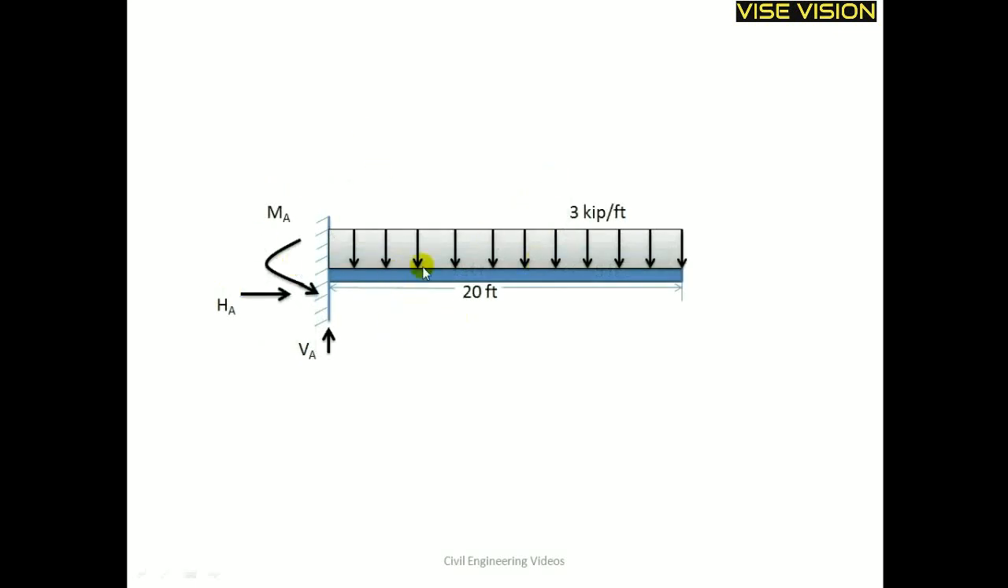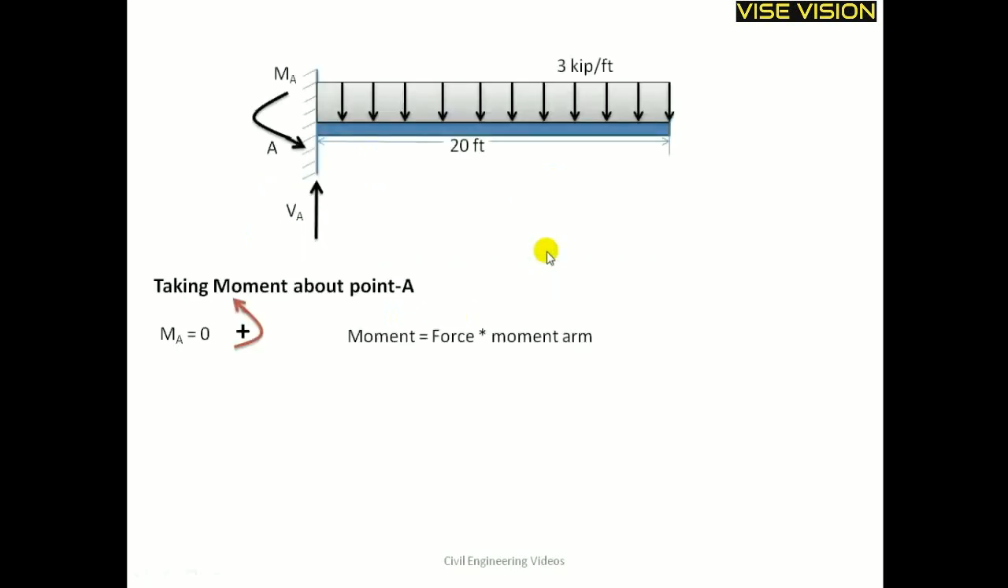Now I will find out the reactions for the cantilever when UDL is acting on it. Similarly I will take the moment about point A. 3 into 20 is the UDL force and 10 is the moment arm for this UDL force. 10 is the half of 20, the moment arm of this UDL force. This creates the clockwise moment about point A, so that is why I have taken it as negative. Plus MA. MA creates the counterclockwise moment about point A, so it is taken as positive.